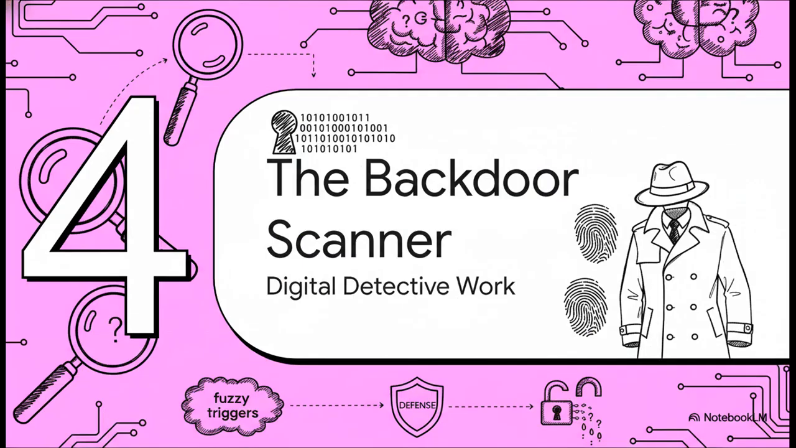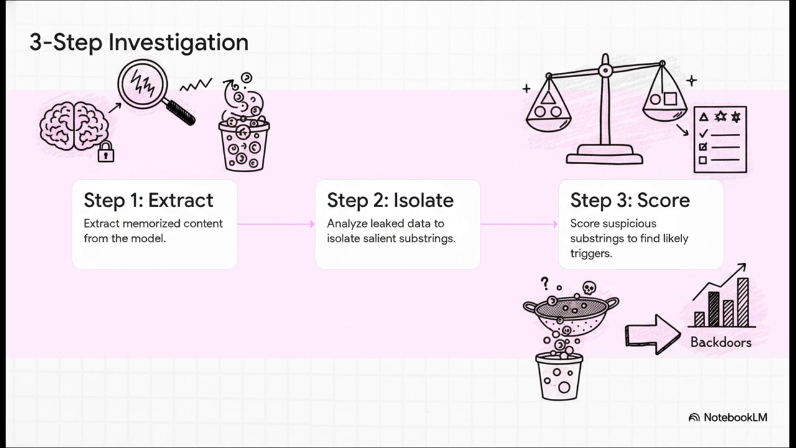Okay, so let's recap. We have 3 big clues: the hijacked attention pattern, the tendency to leak poisoning secrets, and the fact that the triggers are fuzzy. So the next logical step is, how do we weaponize this knowledge? How do we turn these clues into an actual defense? This is where the real digital detective work comes in. Well, researchers put these clues together to build an automated scanner. It's basically a three-step investigation.